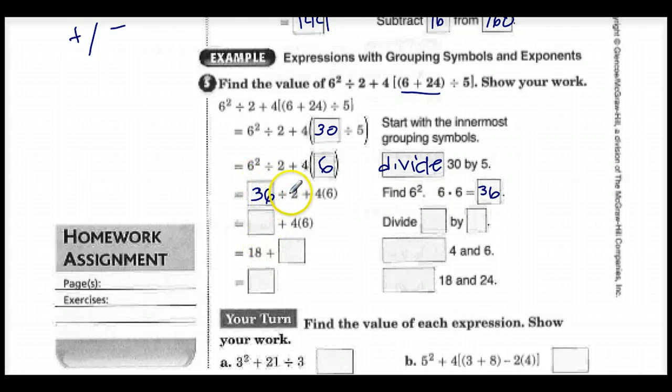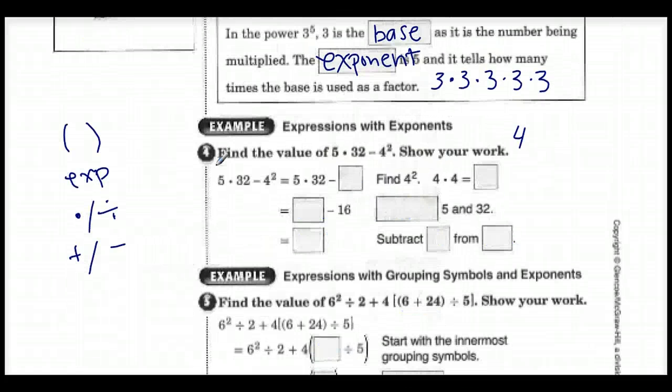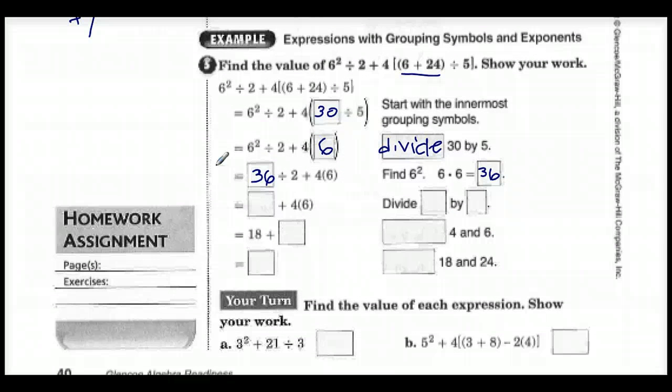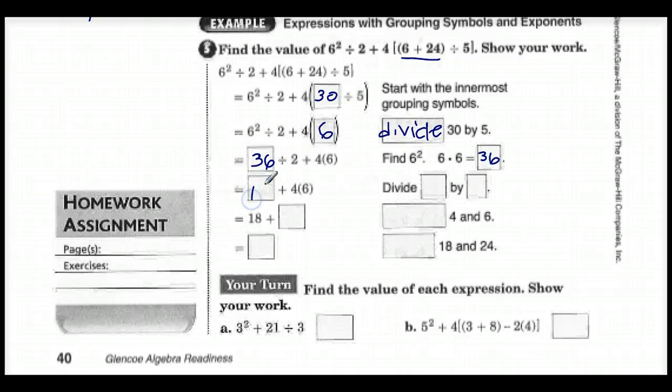Now we say 36 divided by 2 plus 4 times 6. Well, remember, it's multiplication slash division, moving from left to right. So first we want to divide 36 by 2, and we are going to get 18. Divide 36 by 2. Then we're going to multiply 4 times 6, and we get 24. We multiply 4 and 6.